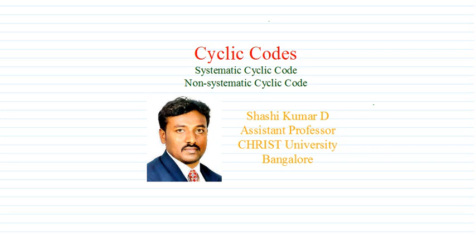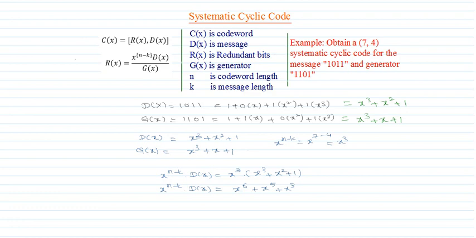Okay, so first let us take systematic cyclic code generation. In order to generate the systematic cyclic code, we need to have two equations. The first equation is C(x) = R(x), D(x), and R(x) is equal to x^(n-k) D(x) divided by G(x). Here C(x) is a code word, D(x) is a message, R(x) is the redundant bits, G(x) is a generator, n is the code word length, and k is the message length.